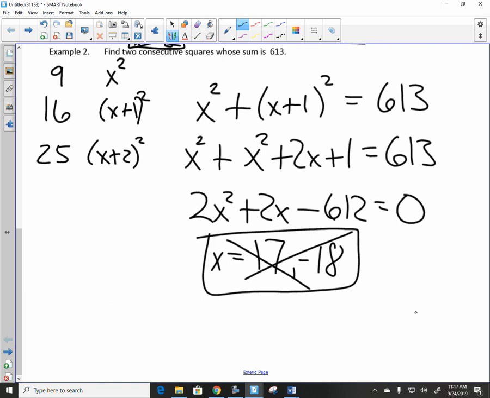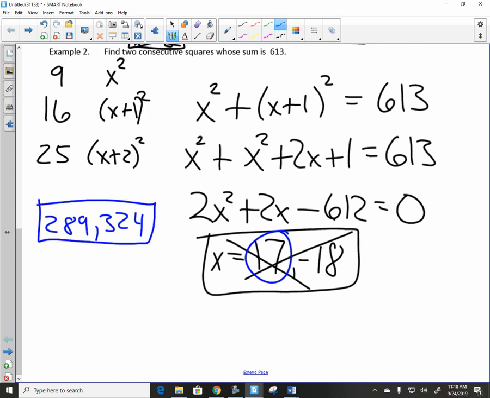Plug it in. Should I plug in the 17 or negative 18? Are you sure? Well, I like your thought about trying them both, because most people just say choose the 17 because you can't use the negative one. Very interesting if you see what happens here. If I plug in 17, 17 squared is 289. And then 17 plus 1 is 18. Squared is 324. Those are consecutive squares, and they do add up to 613. So that is correct. Those are my 2 squares.